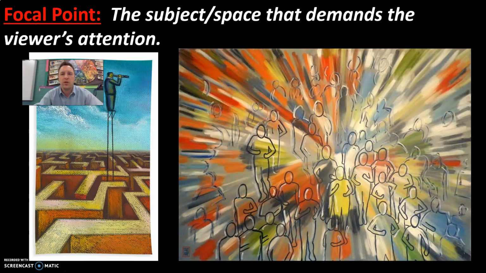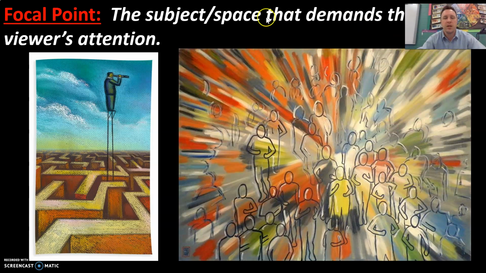A focal point is important in artwork because it's the subject or space that demands the viewer's attention. Both of these artworks have a focal point, the one on the right being this yellow figure down here who's right in the center, and then you have this man on stilts looking through a telescope who's a little off-center. Depending on how you frame your artwork, you can even see the application of color all radiates from this one person. Everything was planned to make you want to look at that space.